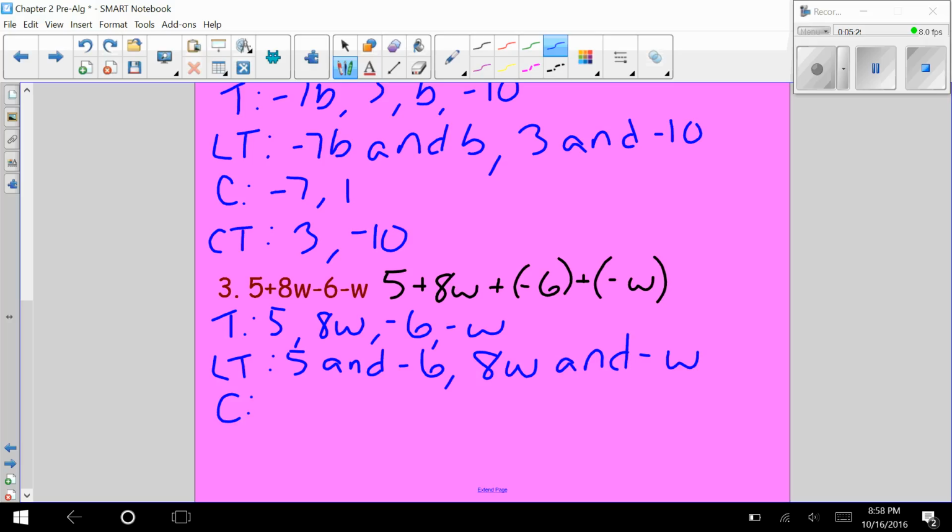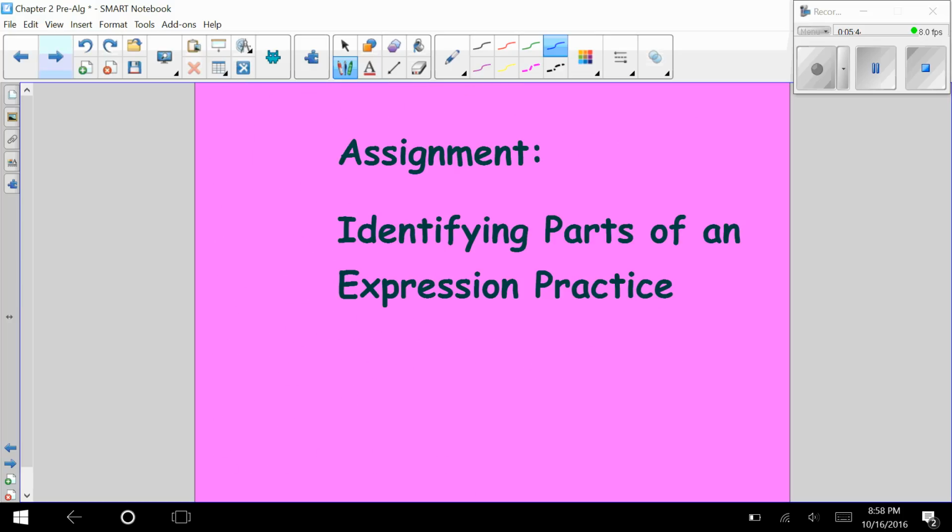Coefficients, the numbers on my variables: I have an 8 and I have a negative 1. Remember, if there's no number, it's a 1, even if it's a negative. And my constant terms are that 5 and negative 6. Your assignment is the identifying parts of an expression practice worksheet.